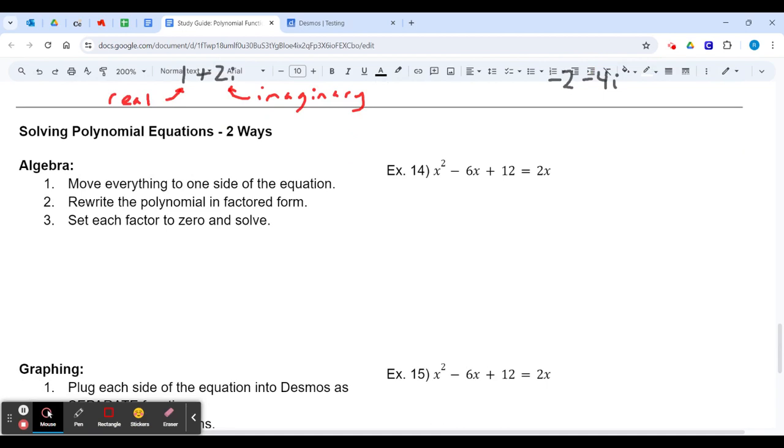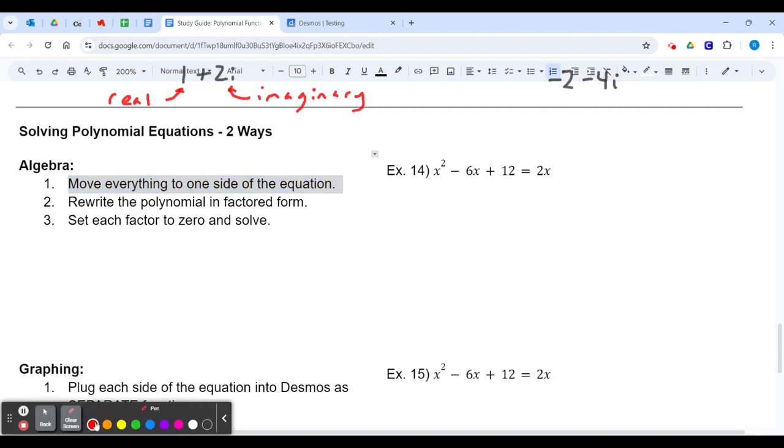Okay, just a couple more things to run through. Solving polynomial equations, we're going to take this equation in example 14. We're going to do it again in example 15, but we're going to do it algebraically first and then graphically second. This is a weird one. The first step we got to do when we are solving polynomial equations, we have to move everything to one side of the equation. It's different than all of our other ones.